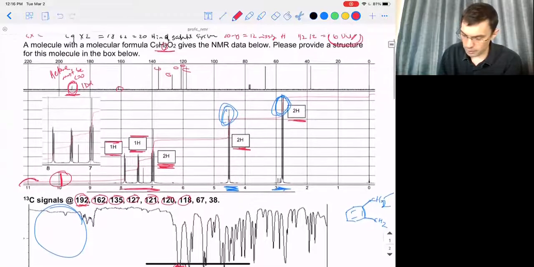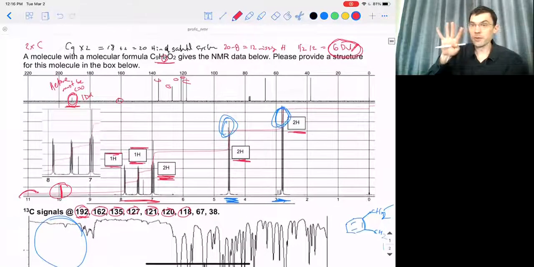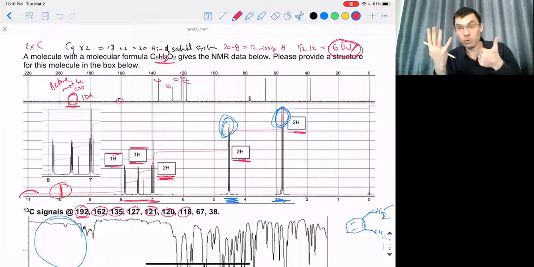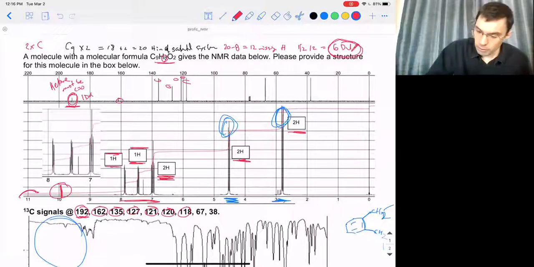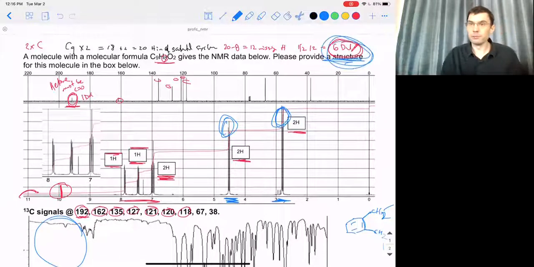Well, the benzene ring itself counts as 4 degrees of unsaturation, right? There's 3 double bonds in a benzene ring, and there's a ring. And so overall, that's 4. The carbonyl counted as 1, and so that gets us up to 5. But we know from our earlier work that we needed to get to 6 degrees of unsaturation.